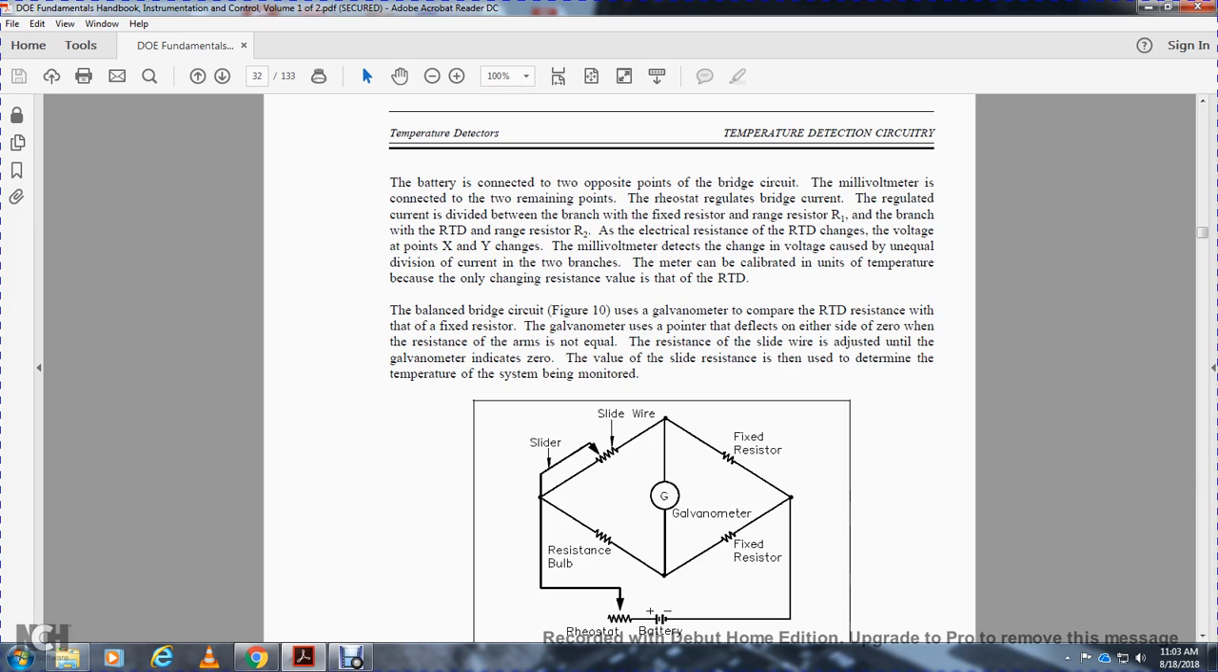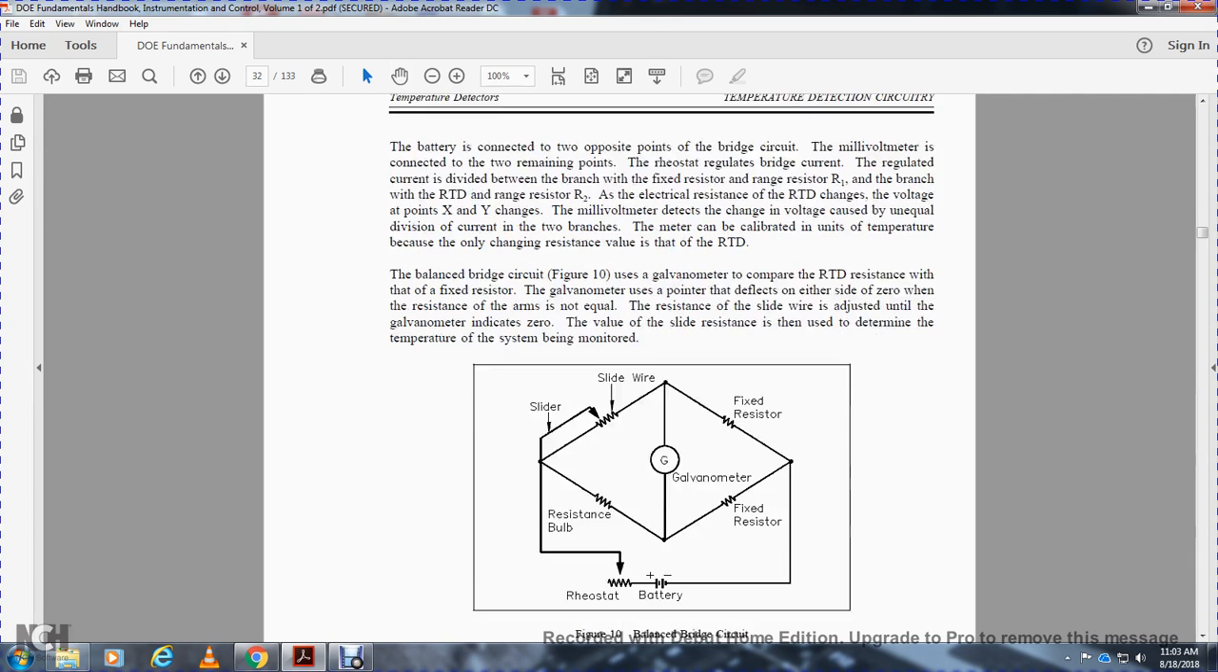In the balanced bridge circuit, the galvanometer is used to keep the resistance temperature detector resistance balanced against a fixed resistor, so the pointer of the galvanometer deflects to neither side and reads zero. If the resistance of the arm is not equal, the slide wire is adjusted until the galvanometer indicates zero. The value of the slide wire resistance is then used to determine the temperature of the system.